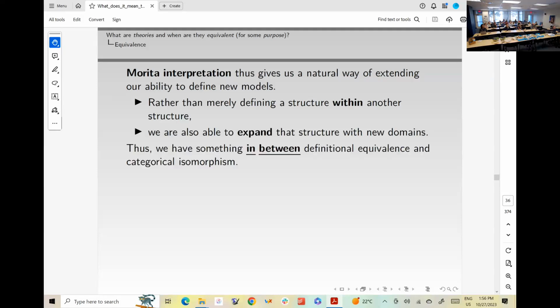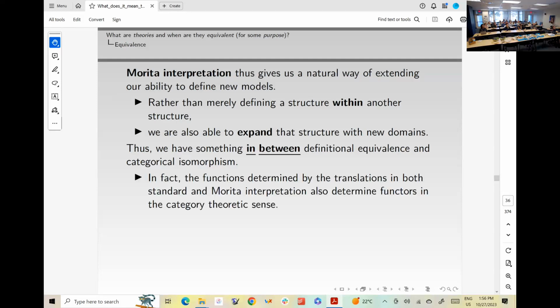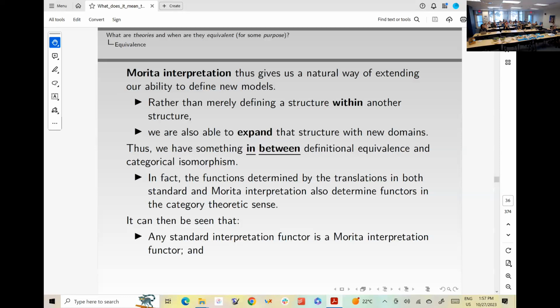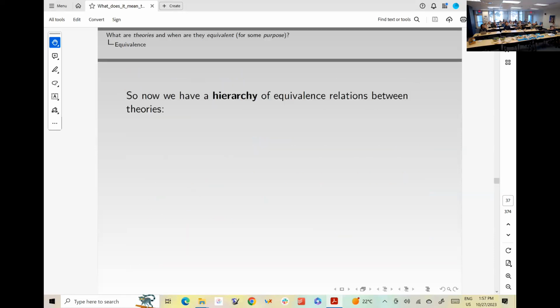Okay. Thus we have somewhere that seems to be in between definitional equivalence and categorical isomorphism. Indeed, we can make that precise. So in fact, the functors determined by translations in both standard and Morita interpretations also determine functors in the category theories. So it can then be seen that any standard interpretation is a Morita interpretation, and any Morita interpretation is a functor in the category theories. Okay. We have a hierarchy then of equivalence relations between theories. We have definitional equivalence, arguably at the top, Morita equivalence, and then categorical isomorphism. I'm using isomorphism rather than equivalence just for technical reasons, but I won't go into it.